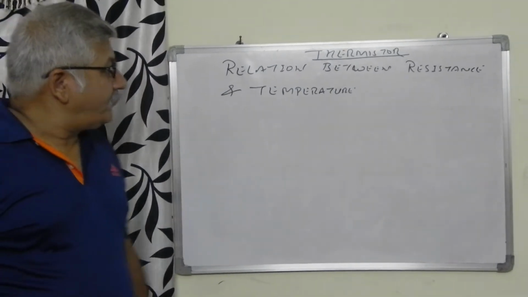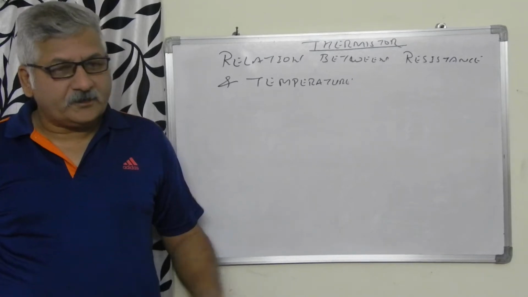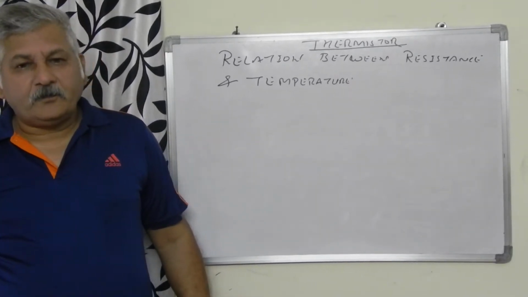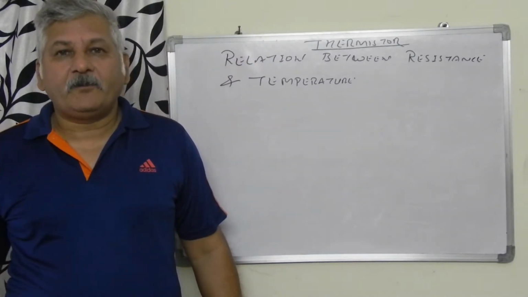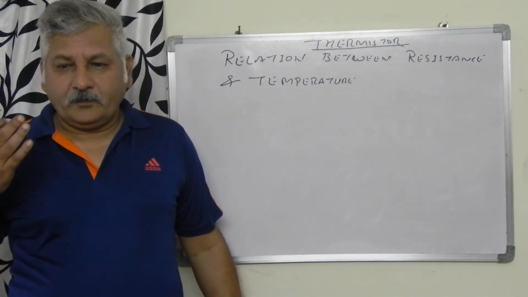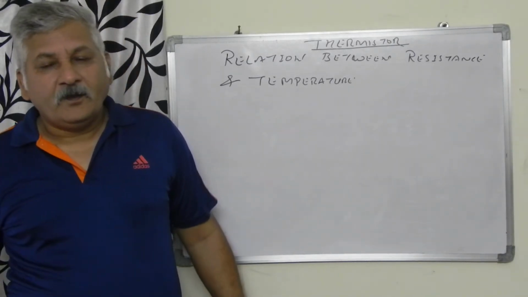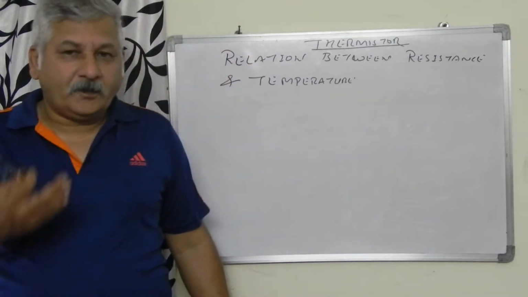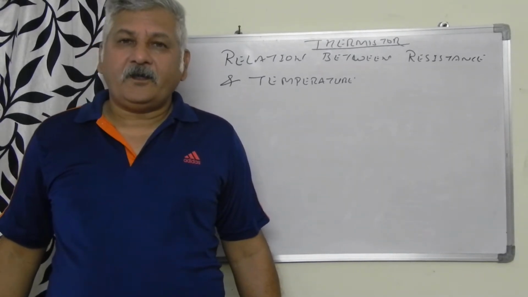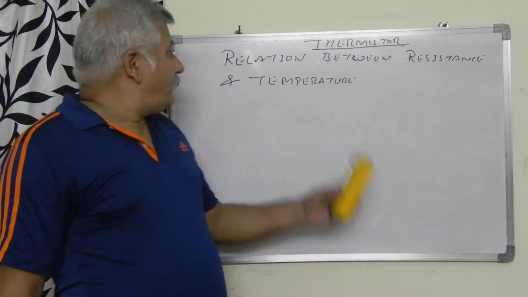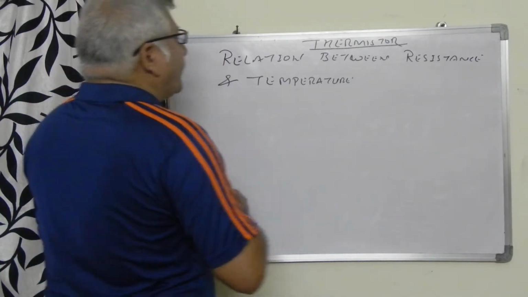So in the last lecture we discussed the thermistor, and during the discussion we saw that in a thermistor we generally use a material which has a negative temperature coefficient, meaning the resistance of that material decreases with the rise in temperature. Now, in the case of a thermistor, the variation in resistance with respect to temperature is non-linear. The relation between resistance and temperature in a thermistor can be given by one expression.